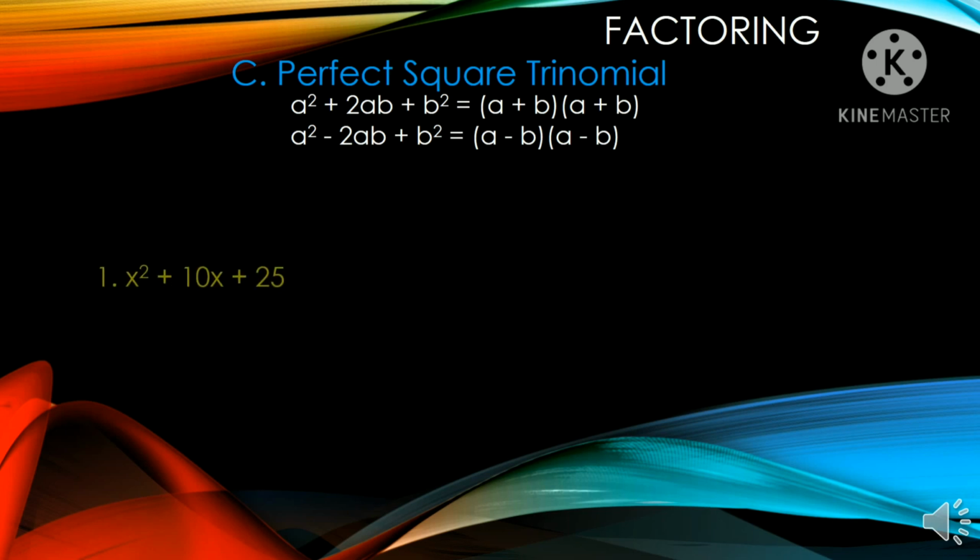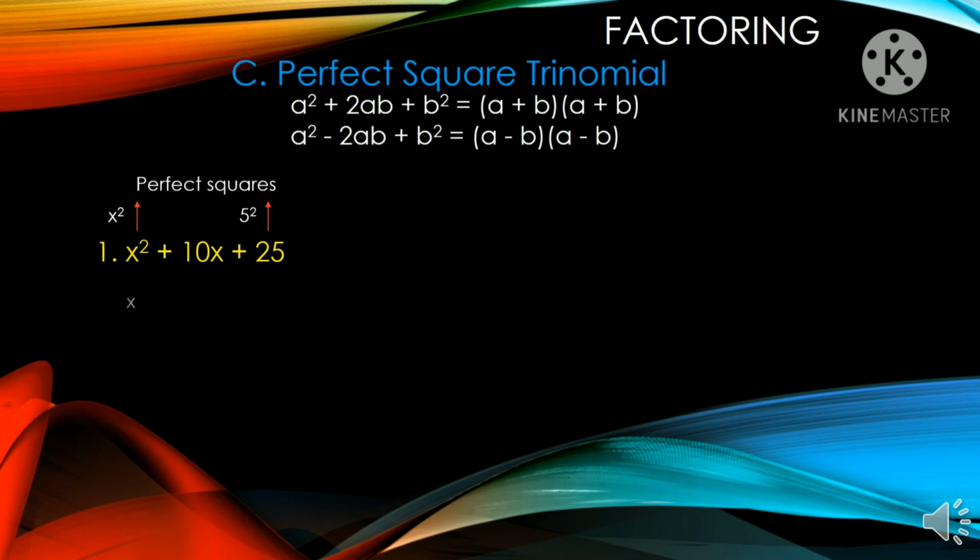Tignan natin, x squared plus 10x plus 25. So we have to consider the first term, x squared. Is that a perfect square? Then the last term, 25. Is that a perfect square? Yes, they are perfect squares. Then what is the square root of x squared? The square root of x squared is x. How about the square root of 25 or 5 squared? The square root is 5.